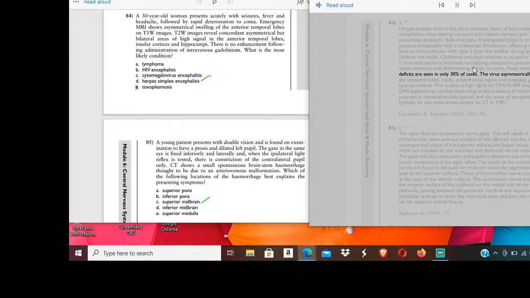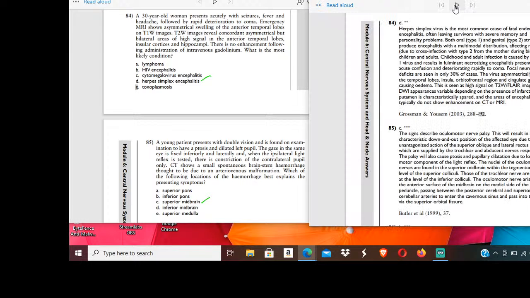The virus asymmetrically affects the temporal lobes, insula, orbitofrontal region, and cingulate gyrus, causing edema. This is seen as high signal on T2W/FLAIR images, with DWI appearances variable depending on the presence of infarction. The putamen is characteristically spared, and the areas of encephalitis typically do not show enhancement on CT or MRI. Grossman and Yousem, 2003.